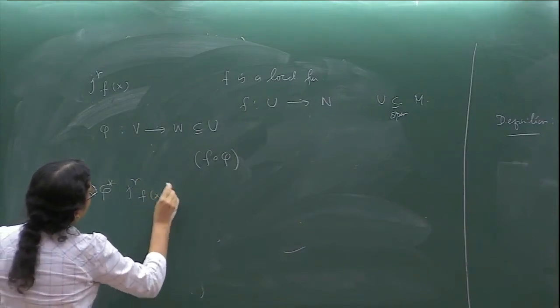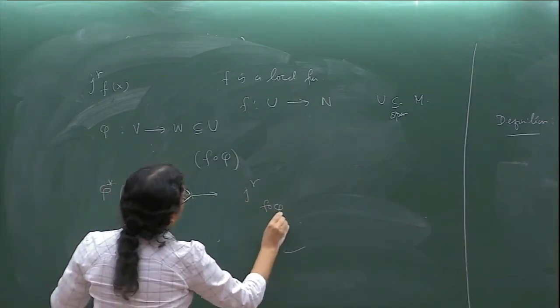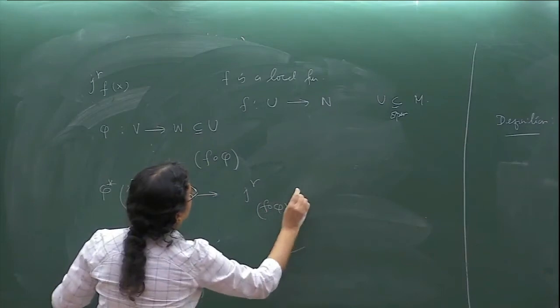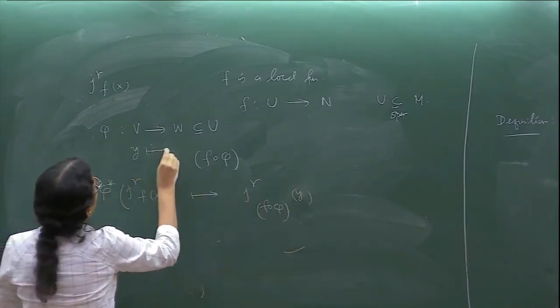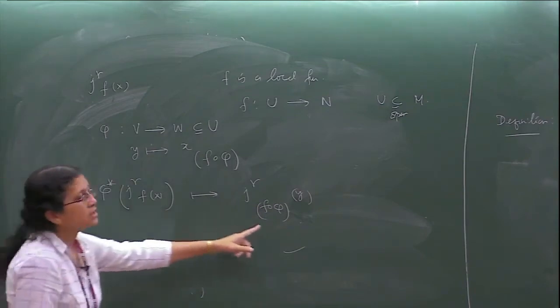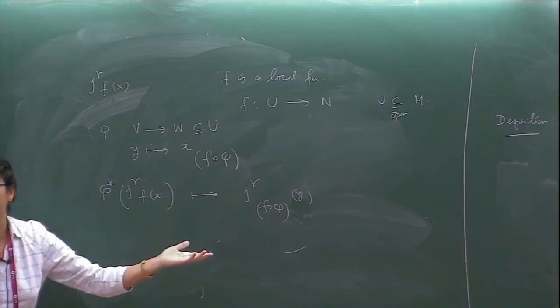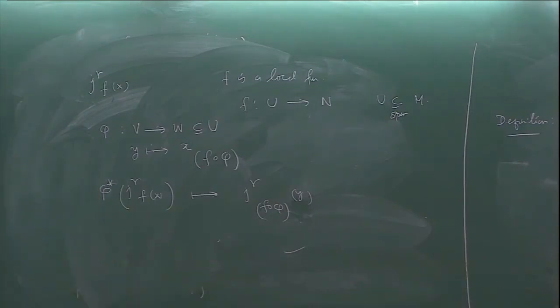This is the most natural thing that we can get. So this is j^r of f composed with phi, at y going to x. Only thing, everything is happening locally. So there is a local function, I recompose with a local diffeomorphism, and then take the jet. So this is the action on the jet space. For the action on the jet space, I don't need a global action. Only the local thing will suffice.